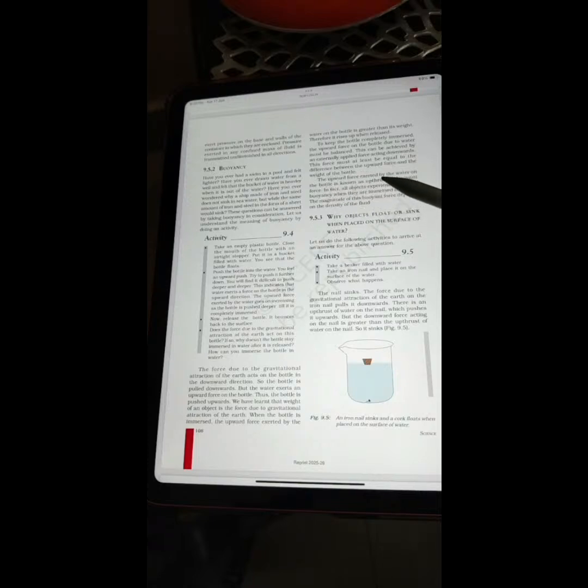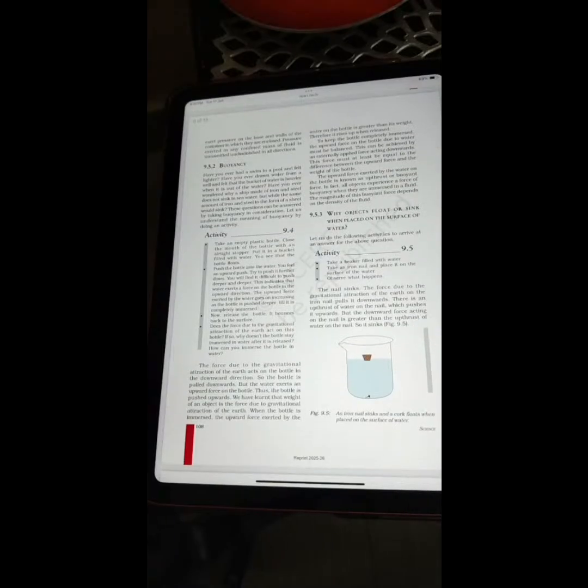The upward force exerted by the water on the bottle is known as upthrust or buoyant force. In fact, all objects experience a force of buoyancy when they are immersed in a fluid. The magnitude of this buoyant force depends on the density of the fluid.